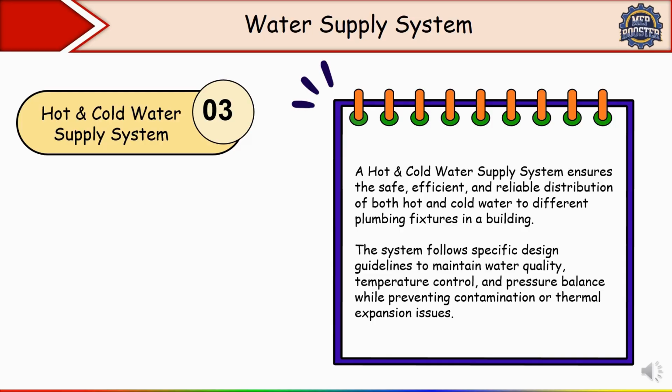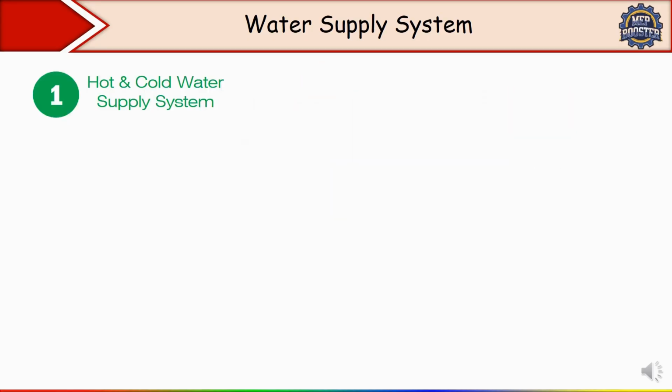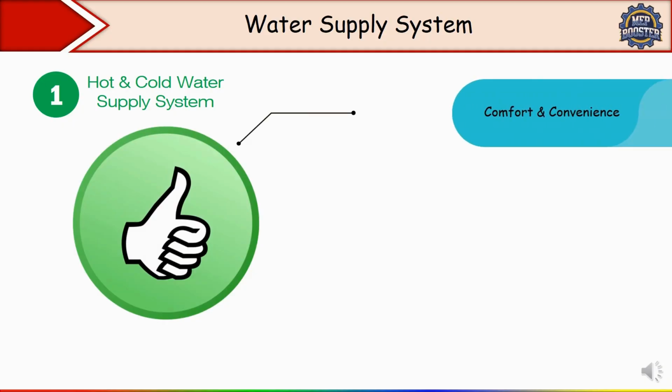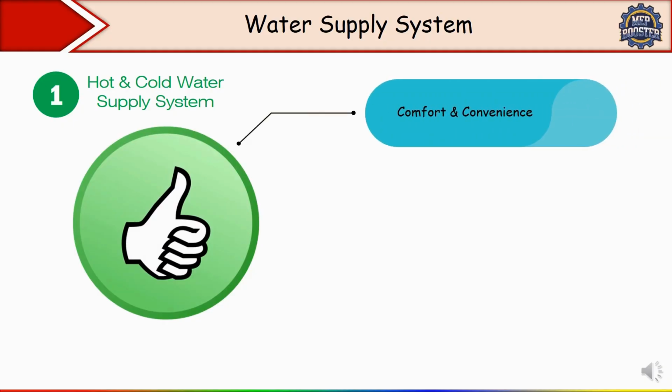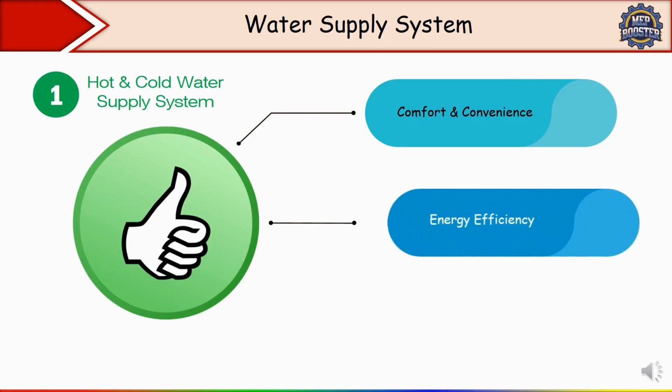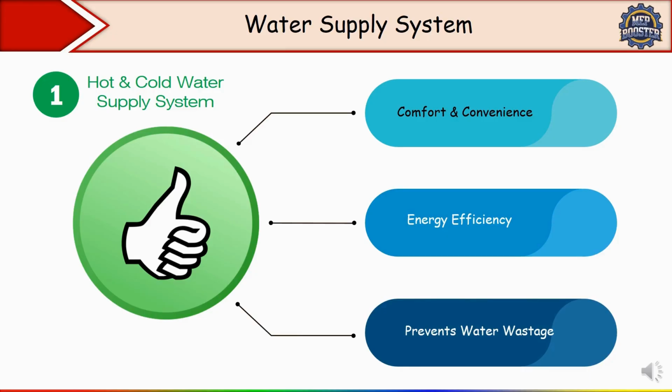So don't worry, we have a separate topic for the hot water system. At that time we'll discuss in detail. So here some advantages are given. We'll see the advantages of the hot and cold water supply system. The first one is given here, comfort and convenience. Next, energy efficiency. So proper insulation reduces heat loss, so it is energy efficient. And prevents water wastage. So recirculating pumps reduce waiting time for hot water, so it prevents water wastage also.